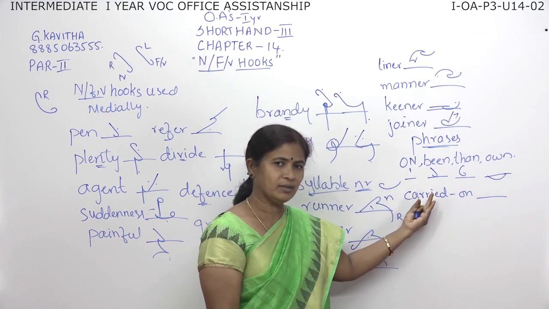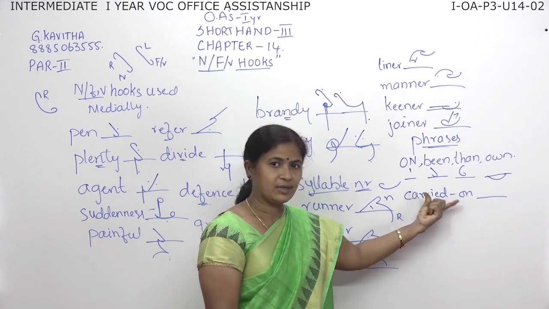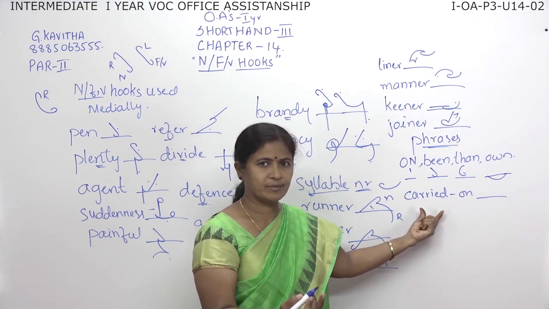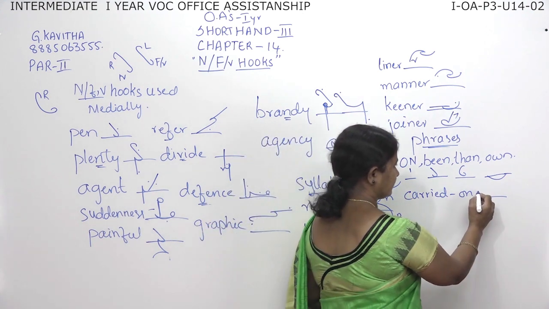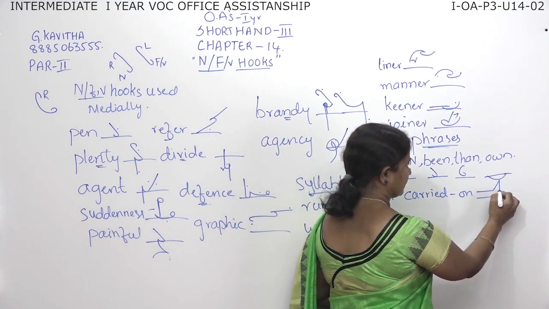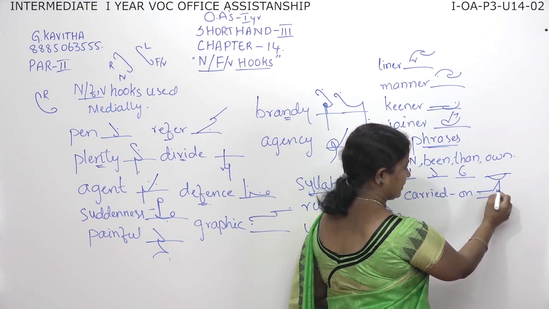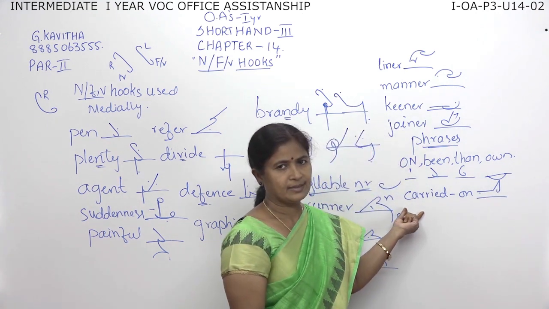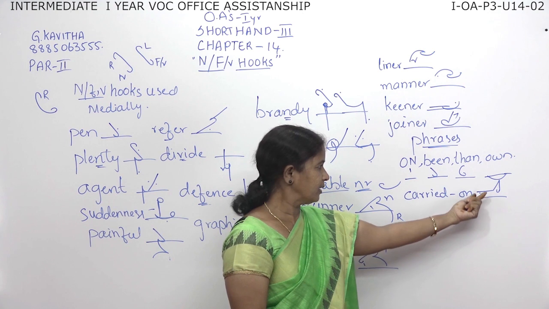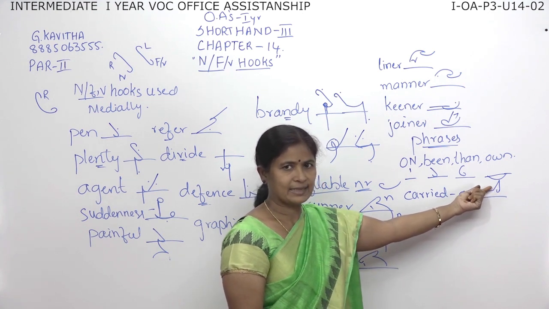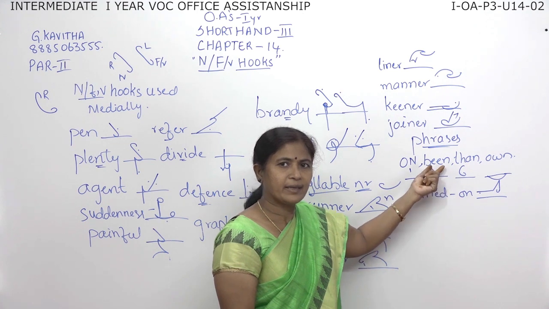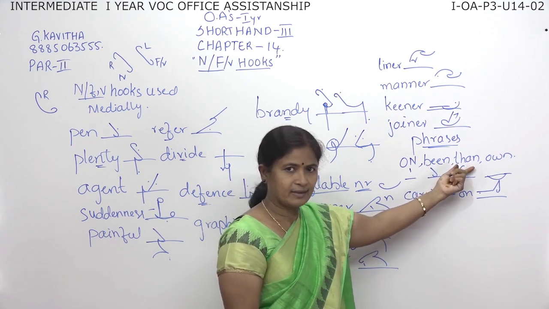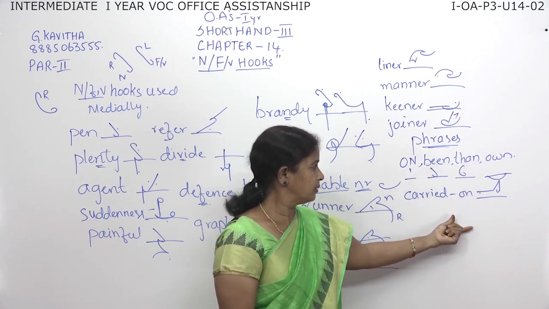How do we write carried on? It becomes a phrase, carried on. Instead of writing separately we can join it. How to write? Carried. Carried the enok. K, R, T, and we write enok this to this. Carried becomes carried on. Okay. We don't say carried been, or carried than. We say carried on.